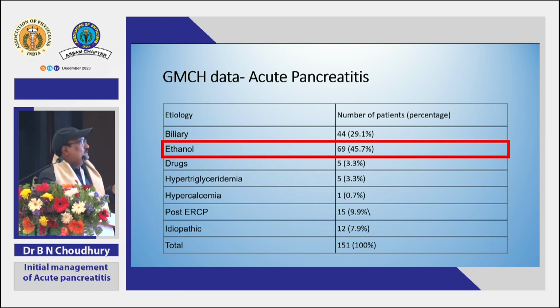Our common etiology is alcohol. But it may be a referral bias, because we get most of the patients referred from the periphery, those who are moderately severe or severe pancreatitis. So we don't know what the exact cause in society is, because most mild acute pancreatitis relieves within 2 to 3 days with mild pain or vomiting. So maybe the cause may be other things.